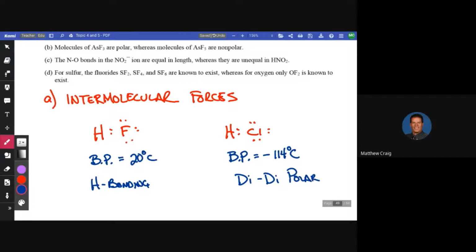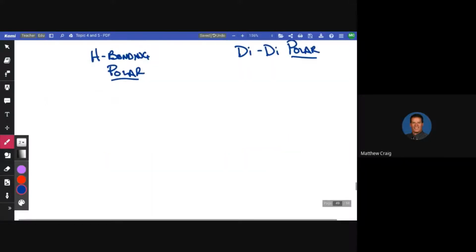Dipole is really, when it's polar. So they're both polar. Yeah, but the HCl has dipole intermolecular forces. Intra is the type between atoms. Which is stronger, the intra or inter? Intra. Good.